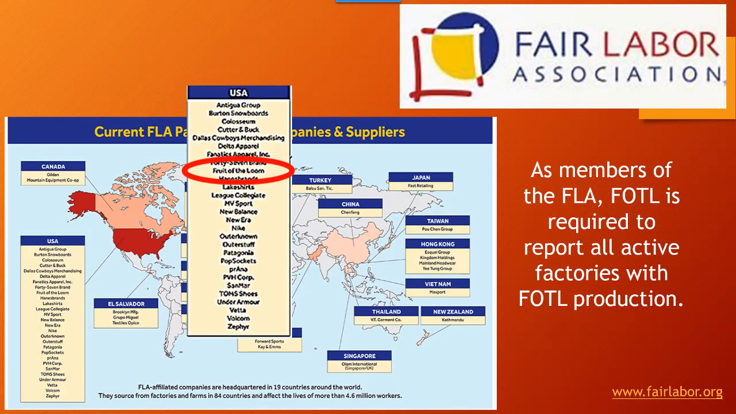In addition to factory visibility on Fruit of the Loom's website, as a member of the Fair Labor Association, Fruit of the Loom is required to report active factories to the FLA. It is important to note that this only applies to factories that produce for the U.S. market. The Fair Labor Association is a collaborative effort of universities, civil society organizations, and socially responsible companies dedicated to protecting workers' rights around the world. For more information on the FLA, you can visit their website at www.fairlabor.org.